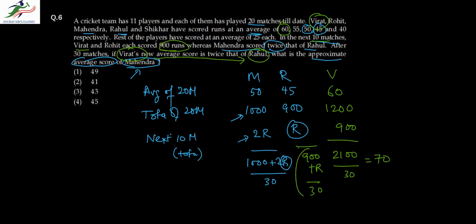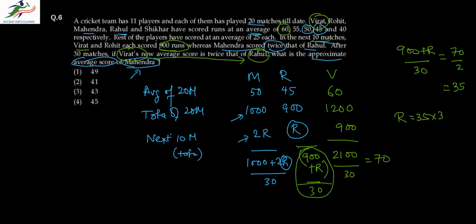And this 900 plus R by 30 is half of Virat's average score. So 900 plus R by 30, which is Rahul's average across 30 matches, is equal to half of Virat's average across 30 matches. So 70 by 2, or 35. So therefore R is 35 into 30 minus 900, which is equal to 150.